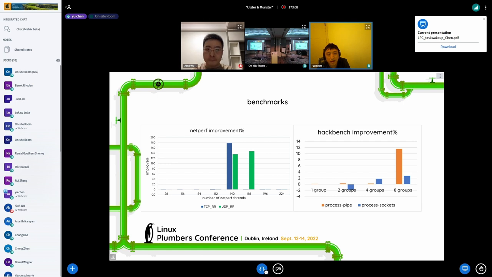So this benefit might come from two parts. One is the reduction of cross CPU wake up, and another is the cache locality. The figure on the right is the hackbench. We notice some improvement when the system is saturated, and this result is aligned with real workloads. The pipe workloads benefit most.